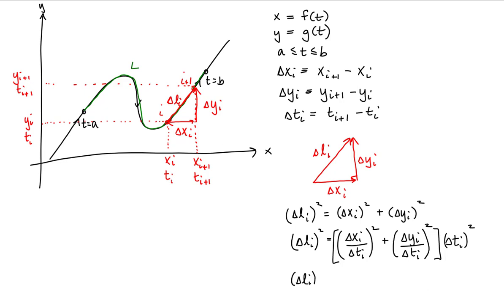Using the mean value theorem, we can replace the change of x at i with respect to t at i by a derivative, the derivative of our function. So this is the derivative of f with respect to t at t sub i. And we also have the derivative of y with respect to t at t sub i using the mean value theorem.